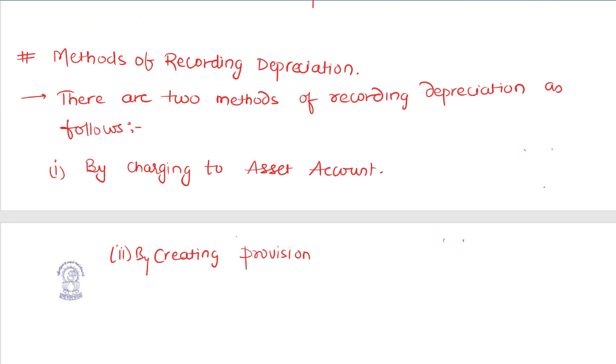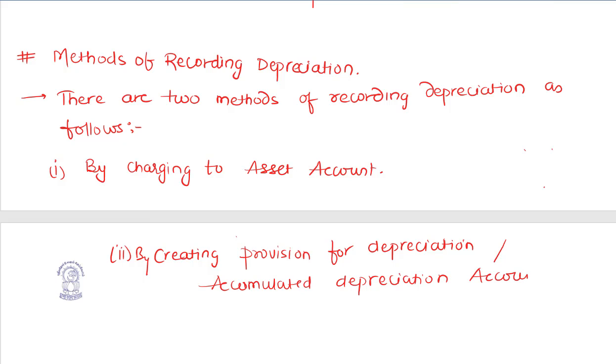Students, just make the correction over here. In the first point, just make it by charging to asset account. And in the second point, just make it by charging provision for depreciation slash accumulated depreciation account. Okay.